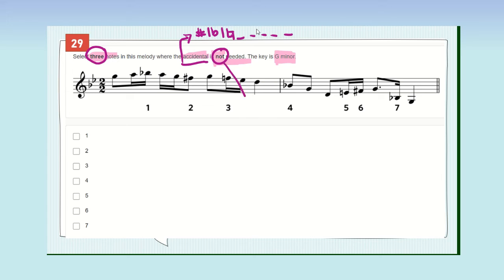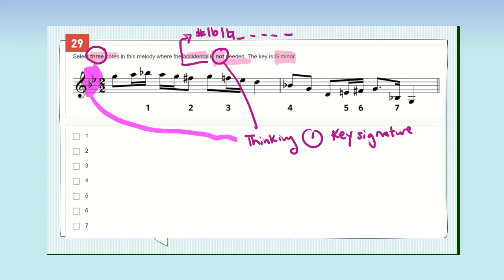The thinking step will be number 1. Look at your key signature. Okay, the key signature is over here. Okay, you have to read what are these 2 key signature. Okay, and if these 2 key signatures are already here beside the clef, means it is not needed, not required to be drawn beside the note. Okay, so that is number 1.